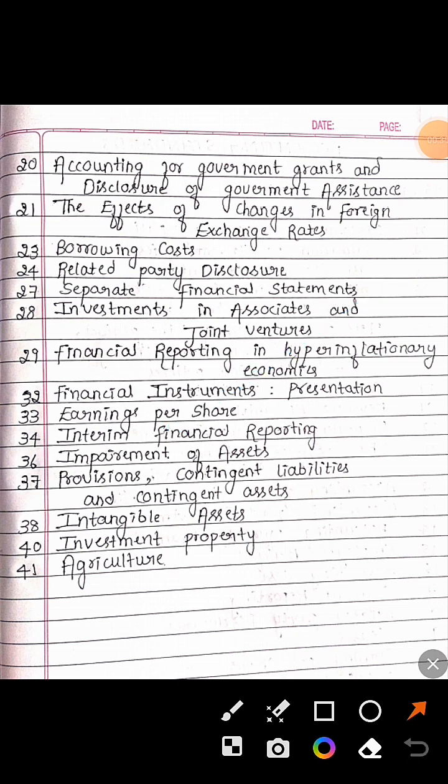The next Ind AS is Ind AS 37. Ind AS 37 is provisions, contingent liabilities and contingent asset. We have a habit of saying assets and liabilities, right? So be careful while you're reading or writing Ind AS 37. It first talks about contingent liabilities and then contingent asset. Recall it.